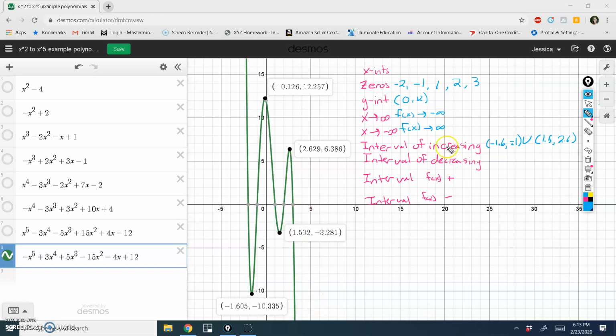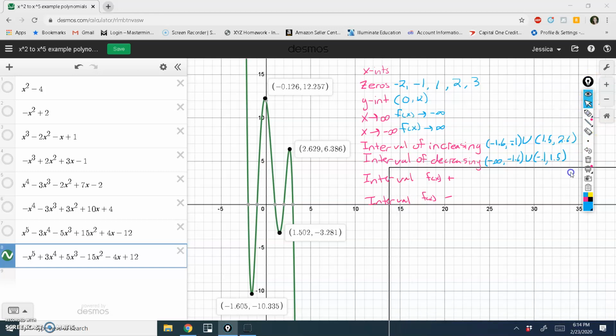So we're done increasing. Intervals of decreasing. So we're coming in from negative infinity, decreasing. And we decrease until we get to negative 1.6. Union. Increase, increase, increase. Don't care. Oh, here's where we start decreasing in negative 0.1. Decrease, decrease, decrease till here, till 1.5.